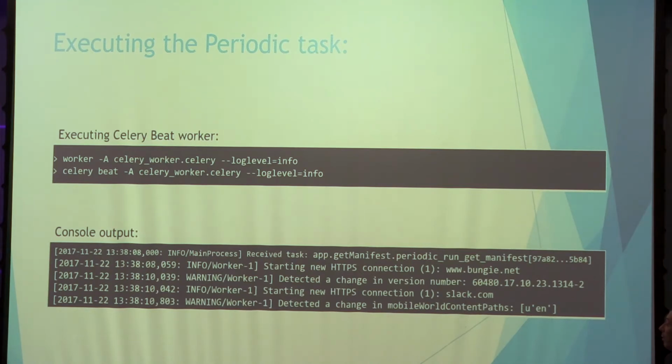And we can see from the output here that when this task is running in the background, we have a window up with the output of the Celery worker. You can see it's received task app.getManifest, starting new HTTPS connection to bungee.net. And here's me printing out, I've detected a change in the version number, starting new HTTPS connection to Slack. So I normally send myself a private message on my Slack account when something happens, and detected a change in mobile world content paths, which is the actual SQL-like database that Bungie have updated, and it's the English version of it.